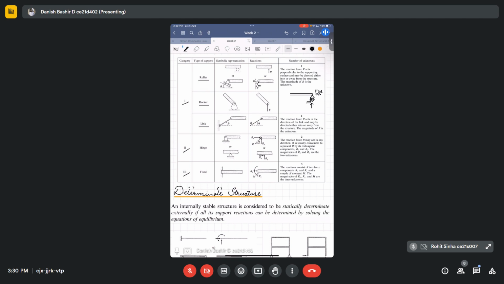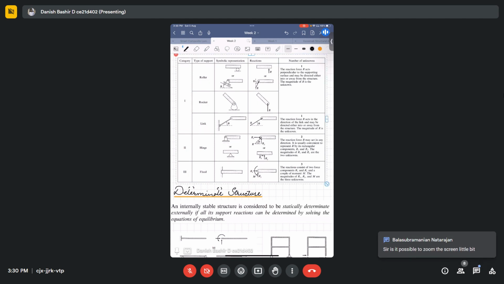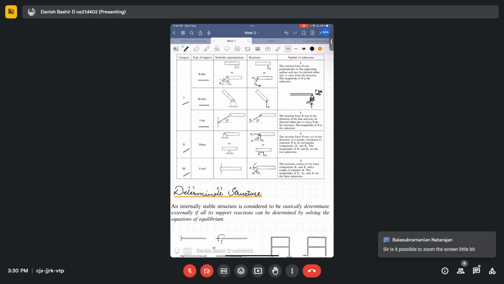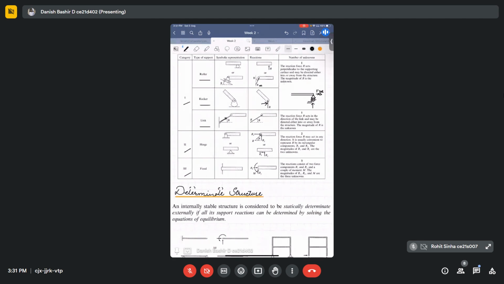Okay, look here. Another type is a rocker support. A rocker is like this; it can move. Here again there is only one reaction. Then another type is a link. In a link there is also only one reaction, and it is directed along the link direction. Okay. Hinge: we have two reactions only.